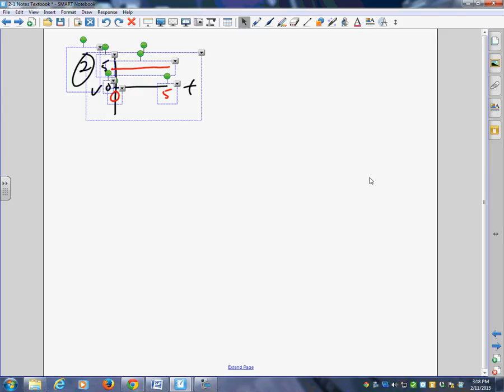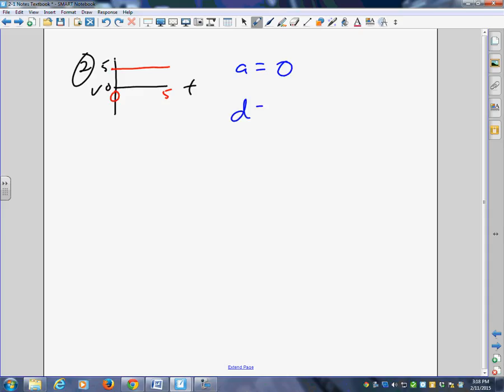Okay, the first thing we are to find is the acceleration. How do you find acceleration from a VT graph? Slope. So the slope here is 0. That was easy. 0. What's the second thing we are to find?